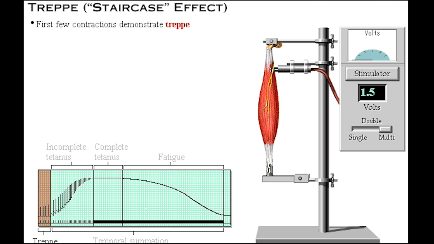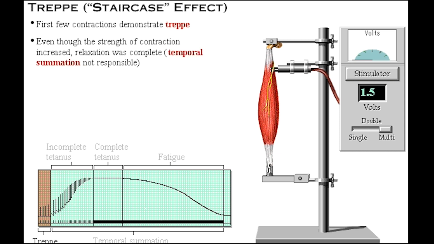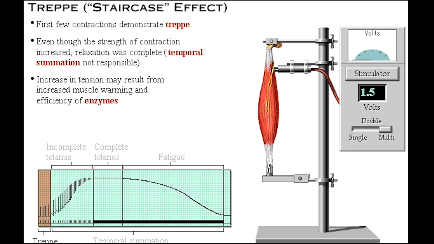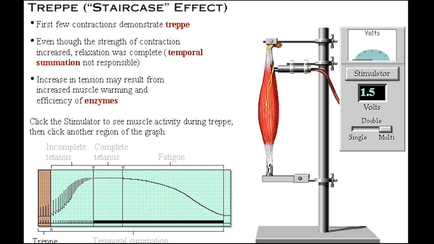The first few contractions demonstrate treppe, or the staircase effect. Look closely to see that even though the strength of contraction increased, relaxation was complete. This shows that temporal summation was not responsible for this effect. The increase in tension may result from increased muscle warming and efficiency of enzymes. Click the stimulator to see muscle activity during treppe, then click another region of the graph.